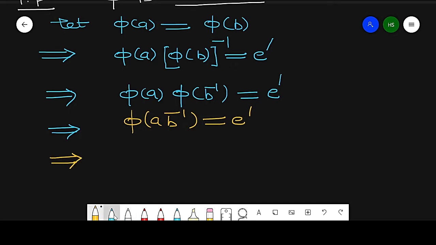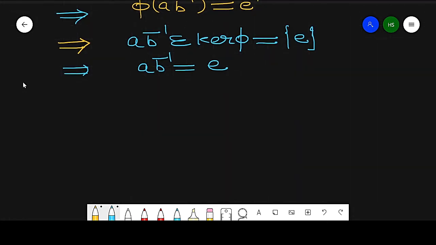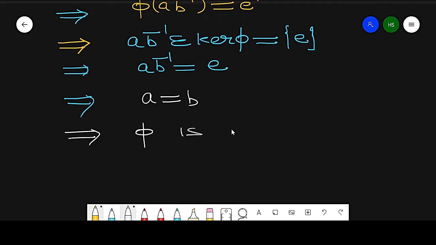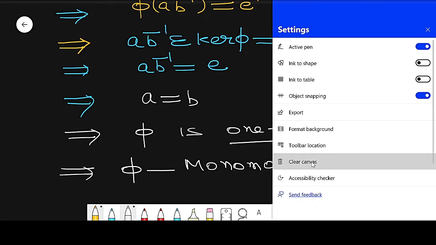If the image of any element is equal to identity, then that element belongs to kernel of phi. So what is kernel of phi? It consists of only the identity element. So it implies AB inverse is equal to identity, which implies A is equal to B. So we get phi is 1-1. Also it is a homomorphism, so phi is monomorphism, which proves the result of this theorem.